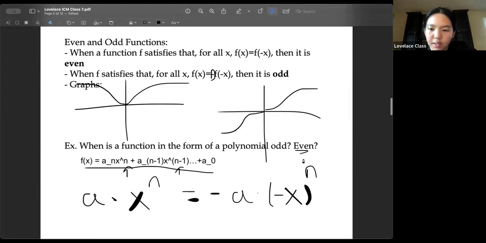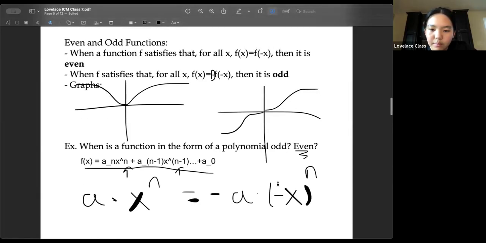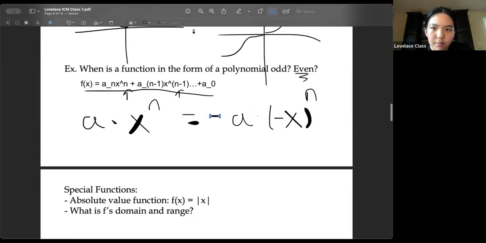And as you might guess, for a polynomial function to be even, all of the exponents in all of the terms must be even. Because for even, this negative sign does not exist, right? So that means this negative sign should be multiplied an even number of times to be 1 at the end, right?